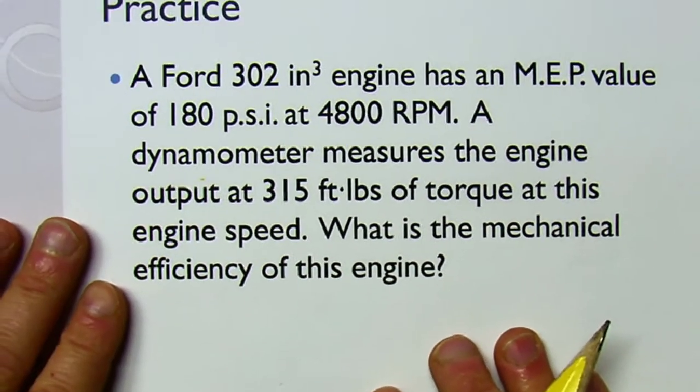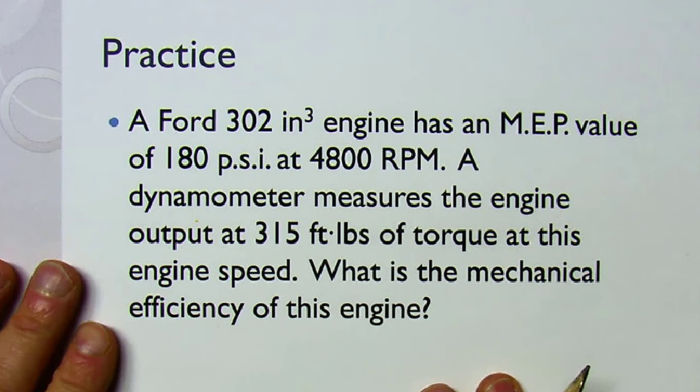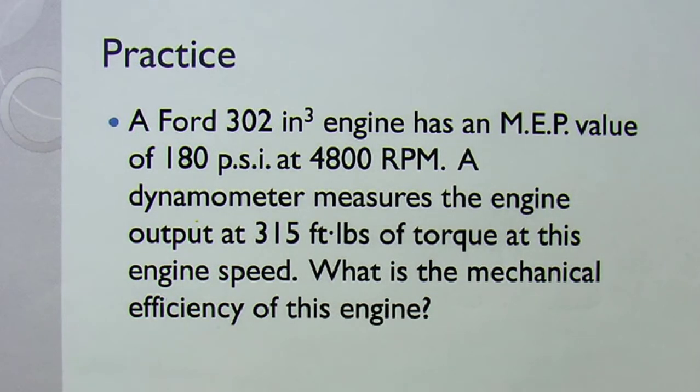Okay, I want you to do this practice problem. A Ford 302 has an engine MEP of 180 at 4,800 RPM. Dynamometer measures the engine output at 315 foot-pounds of torque. What is the mechanical efficiency of this engine?